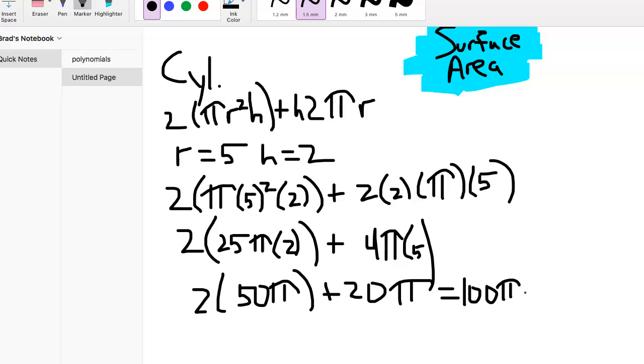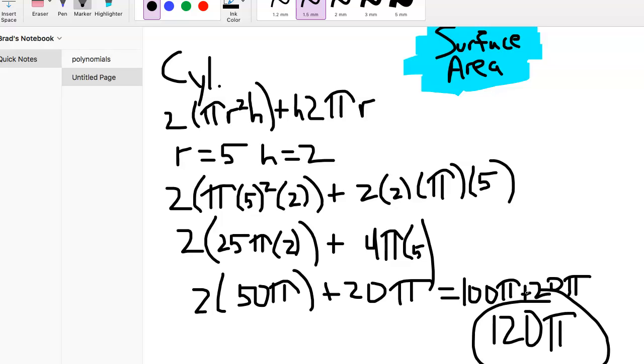And plus 20 pi. So when we add these together, we will end up with 120 pi. Okay, so it's a bunch of math. You got to know that formula. If you have the formula together, you take your time with the math, you'll be good.